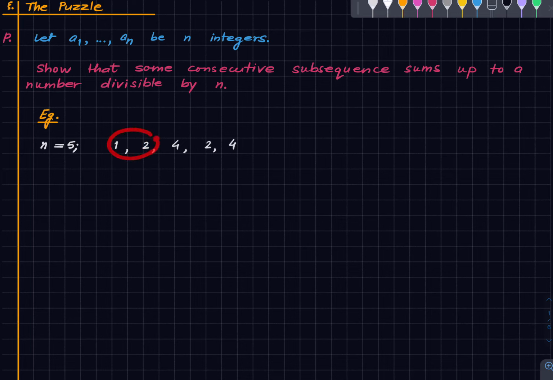So this doesn't work, this doesn't work, even this doesn't work. But if you just look at this, 4 plus 2 is 6, 6 plus 4 is 10, and this consecutive sum is indeed divisible by 5. N were 5 here, and therefore at least this sequence of 5 numbers conforms to this proposition.